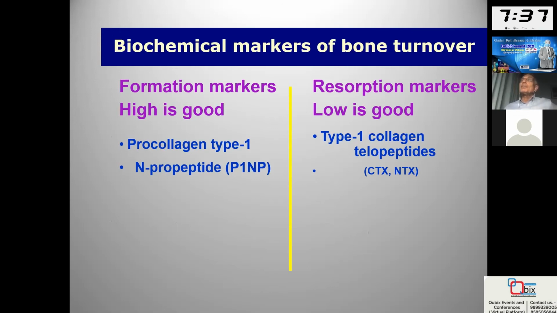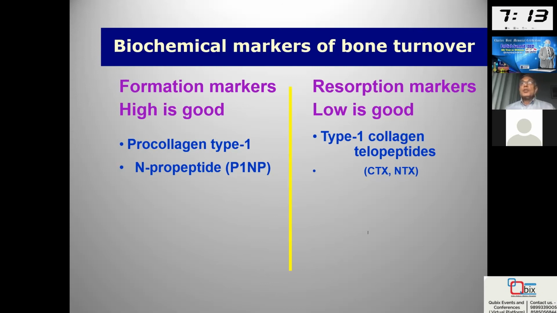Now, biochemical markers that was commented on. We have 2 types of markers. Markers of bone formation on the left, of which the prototype marker is P1NP, or PINP as it is commonly called. So the higher the PINP, the better, which means you're having better bone formation.